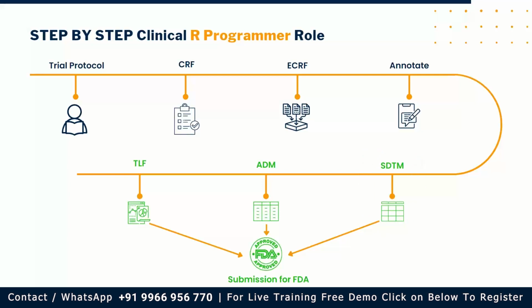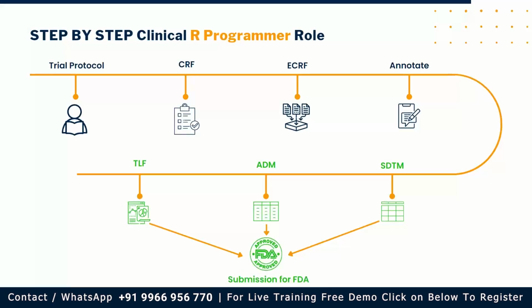And we will cover mapping in detail in part 2 of the course, where I'll create the DM, AE, and other domains. I'll give you a detailed description of how we have to map. Mapping means creating different domains, for example the DM domain, CM domain, and then the exposure domain. So these are called mapping: creating different domains as per the requirement.